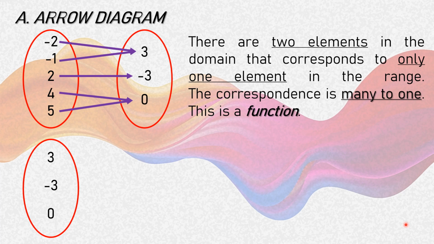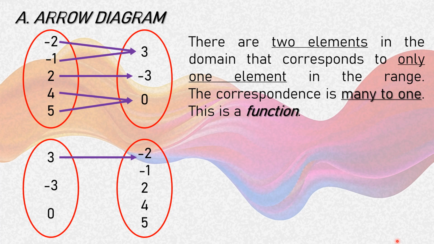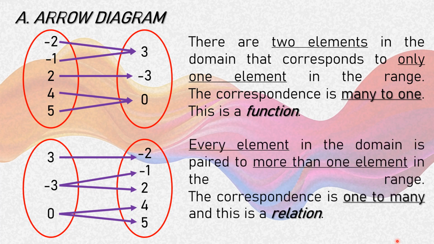Another, we have domain 3, -3, 0, and range -2, -1, 2, 4, 5. So, pagbaliktarin natin yung elements ng domain and range, katulad nitong nasa taas. So, +3 corresponds to -2, -3 corresponds to -1, -3 corresponds to +2, 0 corresponds to 4, and 0 corresponds to 5. Every element in the domain is paired to more than one element in the range. The correspondence is one to many, and this is a relation.